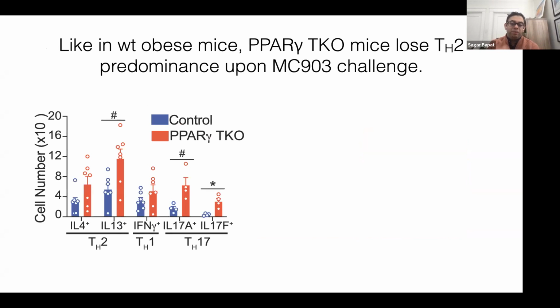And when we started to ask the same questions in the obese animal, we started seeing similar things. There are nuances. It's not always exactly the same. But again, when we asked the question, are there more Th17 cells in the PPAR gamma knockouts? In fact, by flow, we were able to see that there were more Th17 cells.